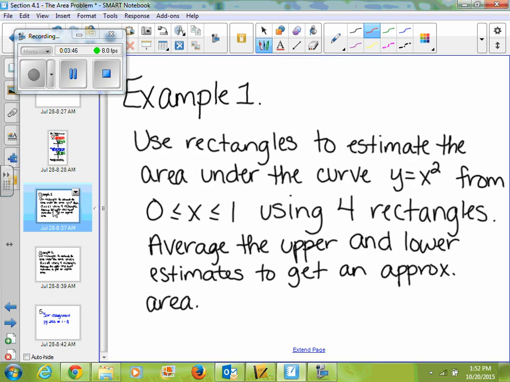So if I look at example 1, it tells me to use rectangles to estimate the area under the curve of y equals x squared from 0 to 1 using 4 rectangles. And then it wants us to average the upper and lower estimates to get an approximate area. Okay, so my key information there tells me that I'm going to use the graph x squared. I'm only looking at values from 0 to 1, and I'm using 4 rectangles to do it.